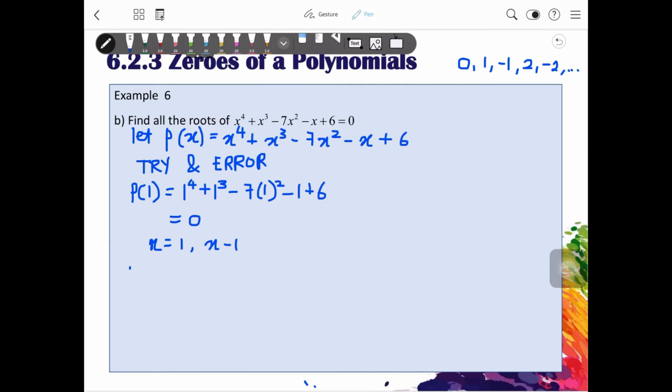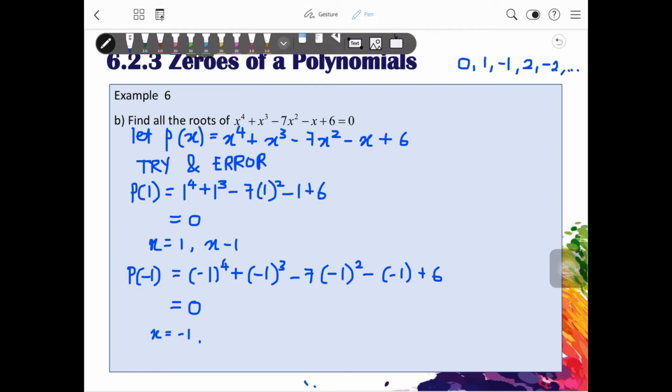Another one that we need to try: let's say we put in negative 1. So we'll substitute the value: negative 1 to the power of 4 plus negative 1 cubed minus 7 times negative 1 squared minus negative 1 plus 6. And I happen to be lucky, I got 0 as well. So the root is negative 1, and another factor is x plus 1. So now we have two factors here. In this kind of question, you cannot try and error 4 times and get all the roots. You have to try and error only 2 times.